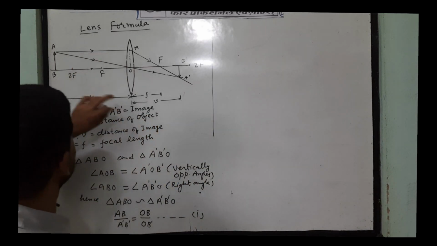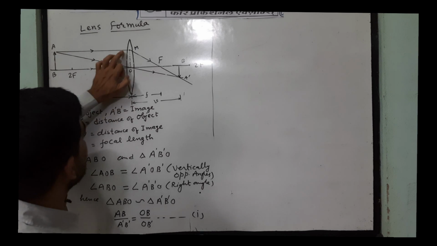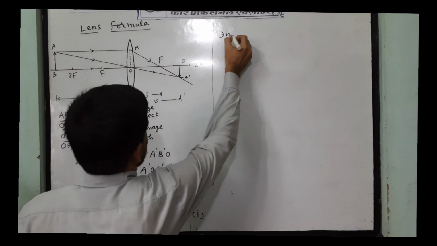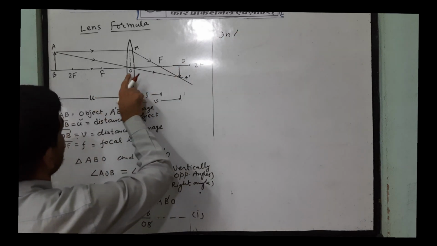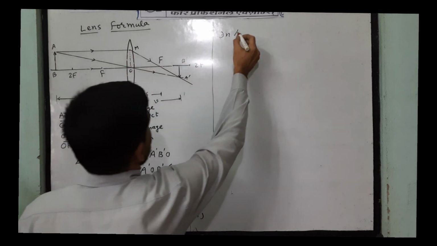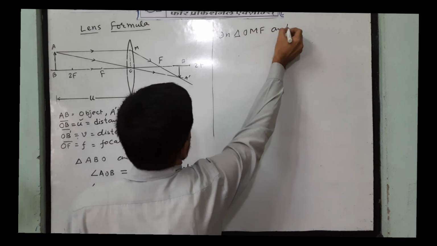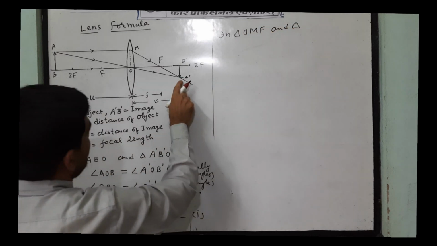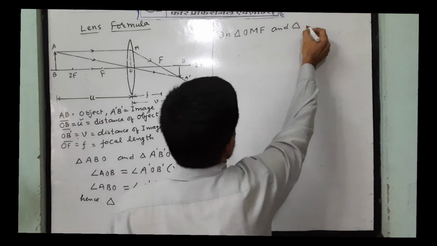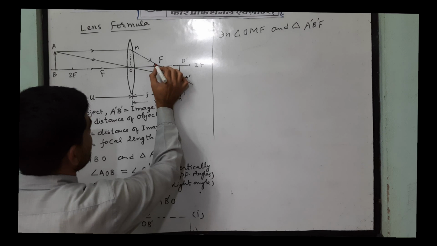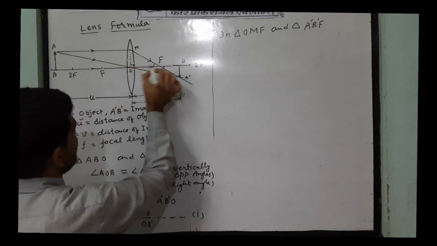Triangle OMF and A prime B prime F. In triangle OMF and triangle A prime B prime F, once again, these two angles are vertically opposite angles and this is 90 degrees.